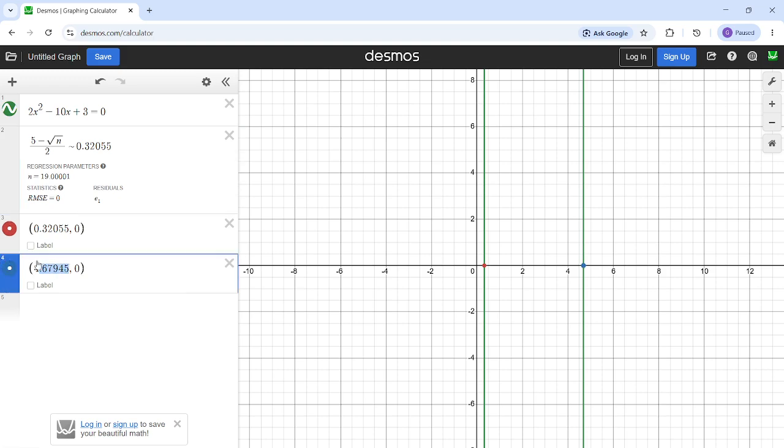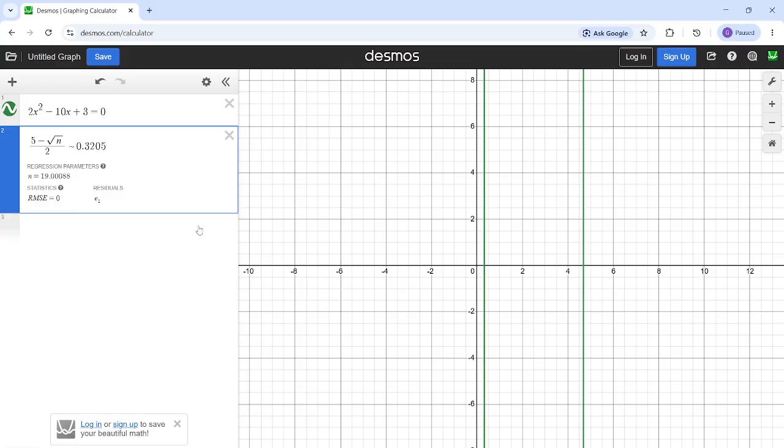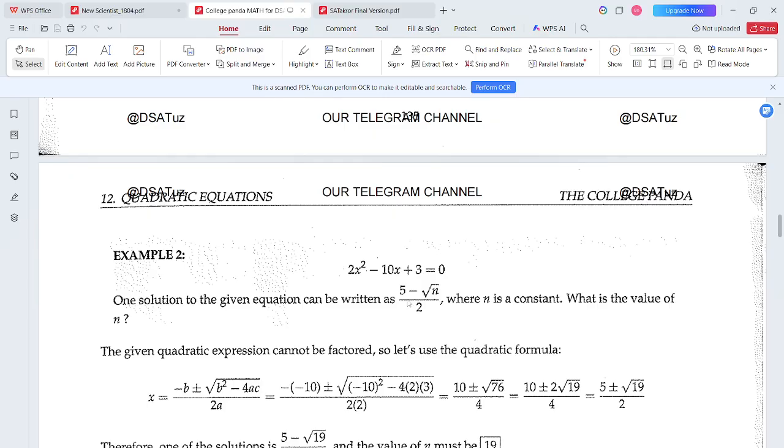And if we try to put the second solution in here, like this, it will show you 0, which is indicating that this is not the right answer, right? So the value of n is here 19. Yeah, they directly said that the solution can be written like this. So we found the solution, the real value, and equalized that solution to this thing, so that we can find the n.